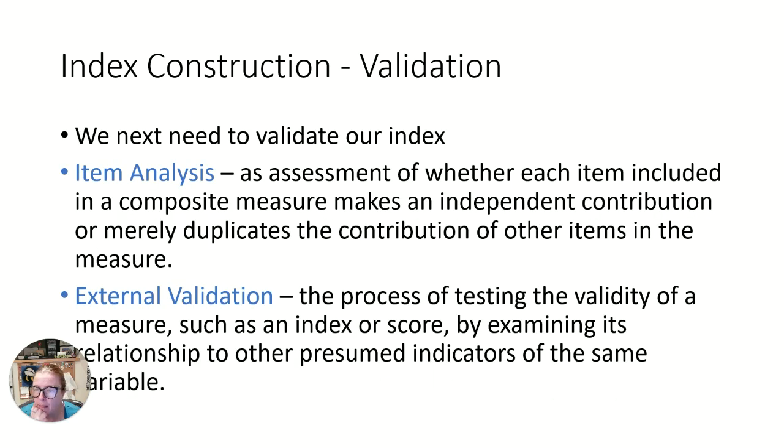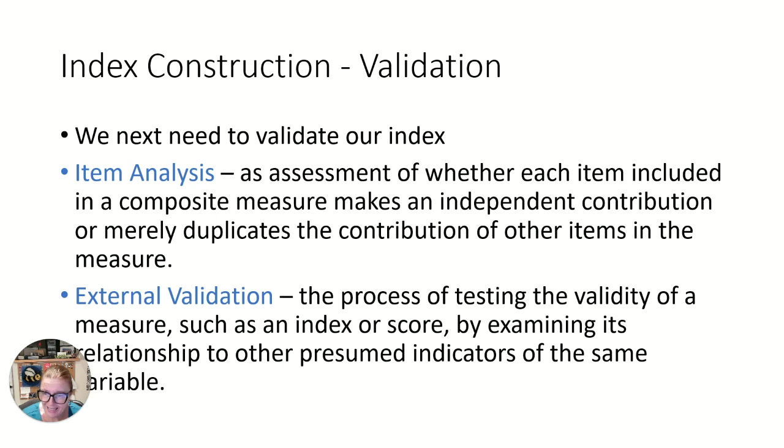Now we've put an index together. Now we need to know if it's valid. Does it really measure what we think it's measuring? So we can do this a couple ways. One is through looking at the items that are in it. We can assess whether each item included makes an independent contribution, or is it duplicating another item in there. So say you've got 5 things making up your measure. Does each of those contribute something unique to your index, or are 2 of them tapping into the same thing? In which case you might not need both of them.